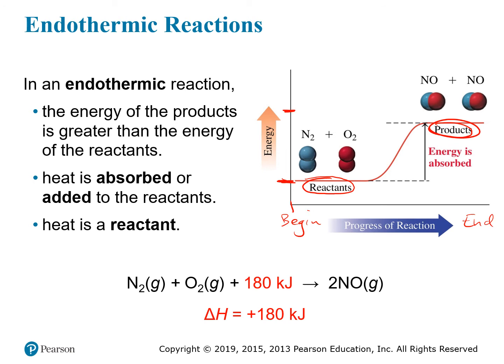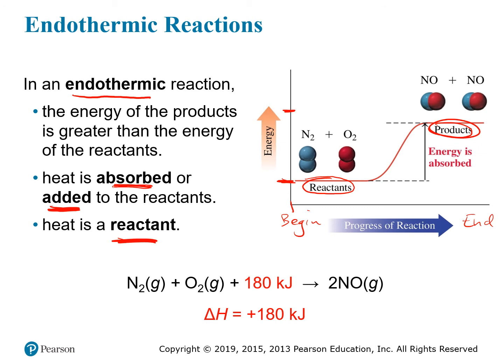So if the products have a higher energy than the reactants started with, then the system of atoms has to have absorbed some energy from the environment, or energy has to have been added to the atoms in order for them to get there, and that is what we call an endothermic reaction. Now in this case, we're taking energy out of the environment. So energy is coming from the environment and going into the atoms. And so it's going in as a reactant.